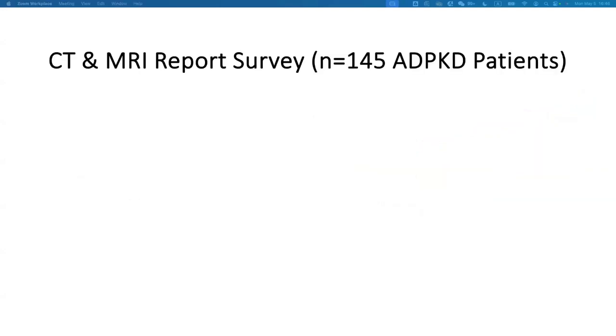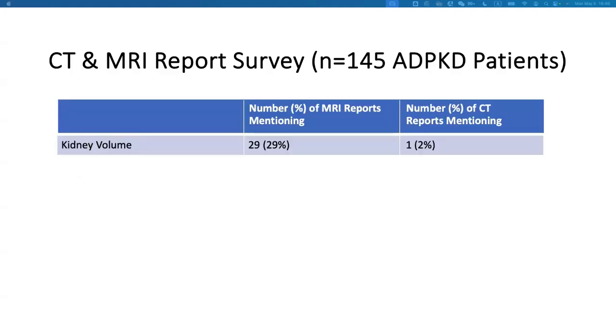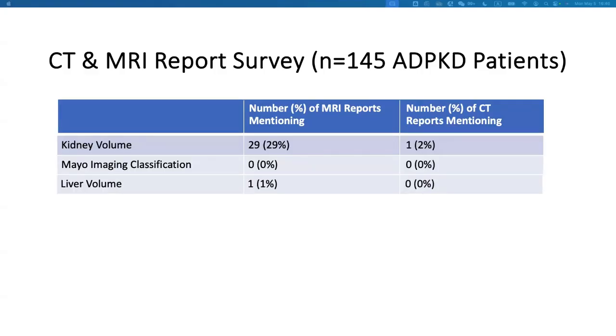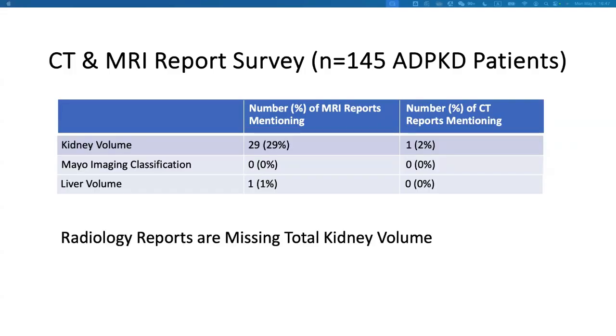So we did a survey of 145 CT and MRI reports from ADPKD patients. What we found was interesting. Only a quarter of the MRI reports included kidney volume. None of them included Mayo classification, and 1% mentioned liver volume. We found radiology reports are often missing total kidney volume.